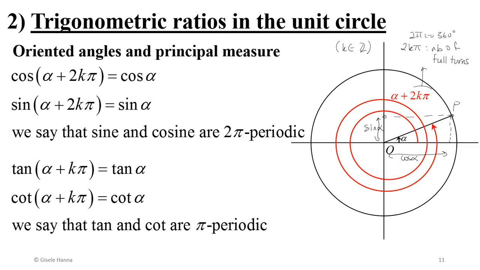Okay? However, regarding tan and cotan, since cosine and sine have a period of 2 pi, and tan and cotan are sine over cosine and cosine over sine, they would also repeat every 2 pi, but that is not the largest period of tan and cotan. In fact, tan and cotan are pi periodic. They repeat every interval of pi.